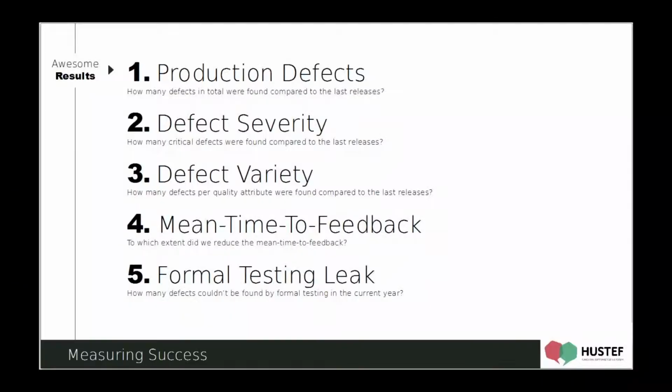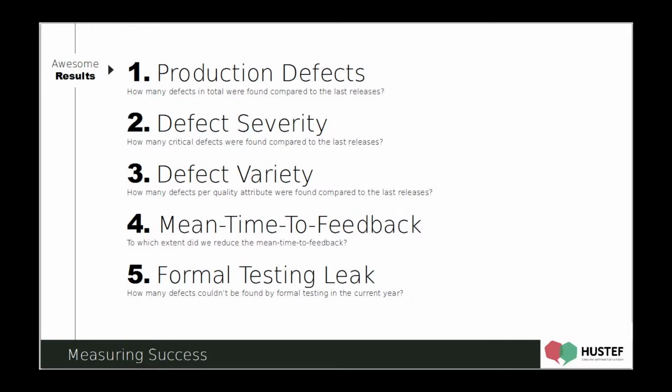Defect variety, so how many defects per area, performance, usability, functionality do we have in production? Mean time to feedback: does it actually improve our way of finding a bug, or finding something unnatural, and getting it to the developer to get it fixed? Is the feedback coming to the developer faster or slower by doing exploratory testing? That's what we want to know.